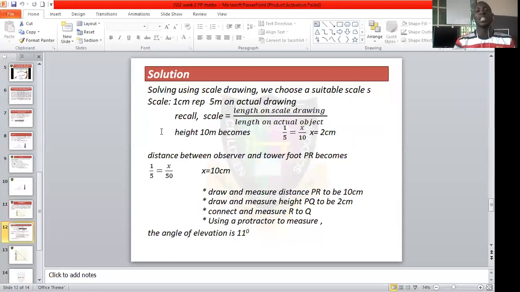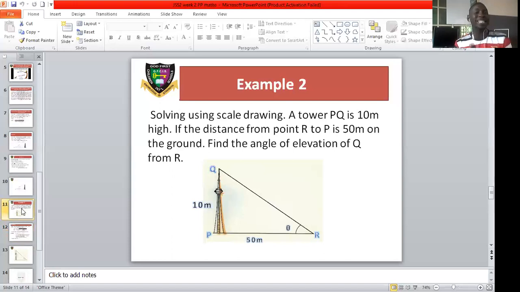Solution, using scale drawing, we choose a suitable scale. We are not given a scale, so we can also look at the figures. You have to choose a suitable scale for yourself that you can easily work with. It's not necessary that it has to be 1 centimeter represents 5 meters. You choose a suitable scale that can be easy for you to calculate. That is what I've been doing. Questions can come in other forms, not basically standard numbers, but you have to choose a suitable scale for yourself. You have to practice questions. We have sent questions earlier. By this explanation, I believe you can go back to your questions and learn how to choose scales for yourself in solving questions like this. So let's go to the solution.